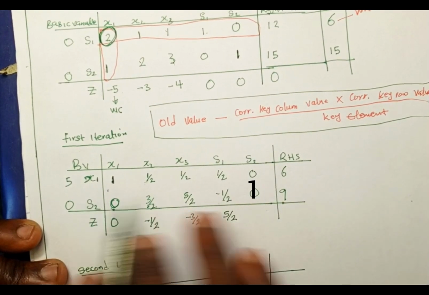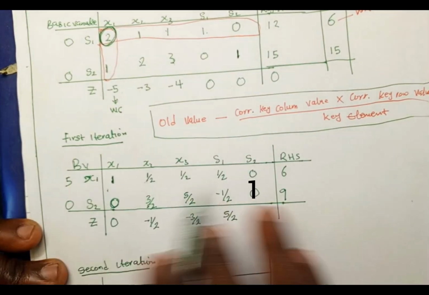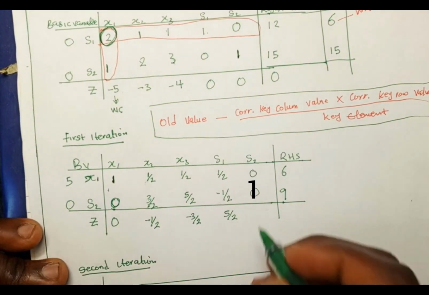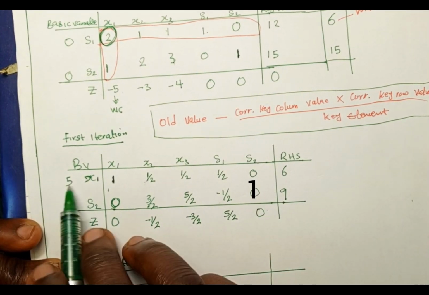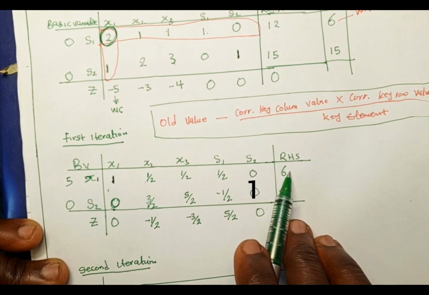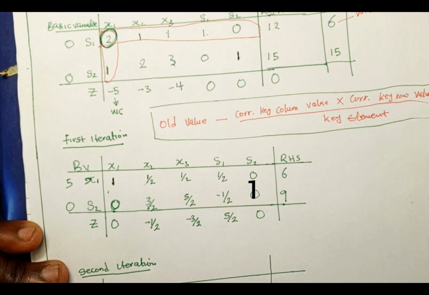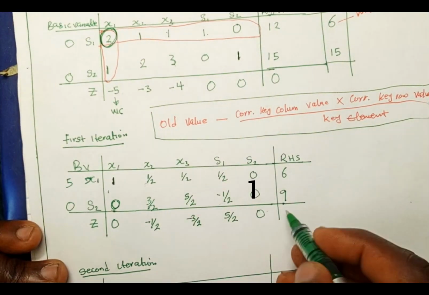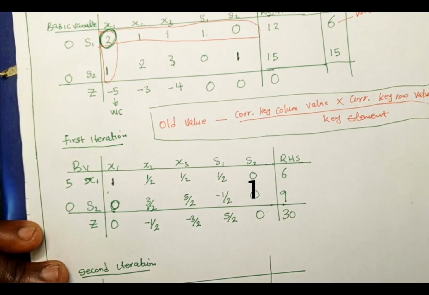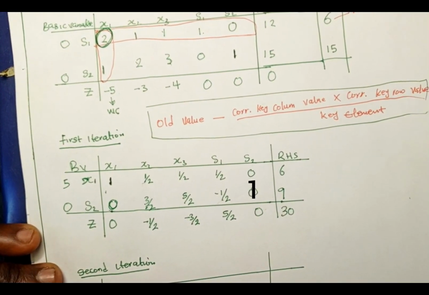Then any number multiplied by 0 is still 0. 0 minus 0 is going to be 0. Now we are here. 5 multiplied by 6 is going to give us what? It is going to give us 30. Multiplied by 0 is 0. Then 30 plus 0 is 30. 30 minus 0 is going to give us the same 30. Now we are done with the first iteration. The next we are going to look at is the second.